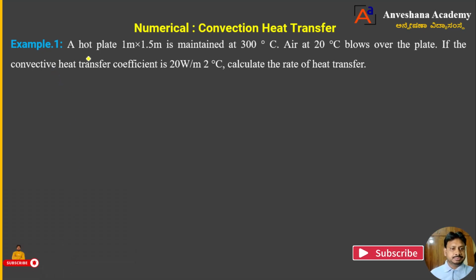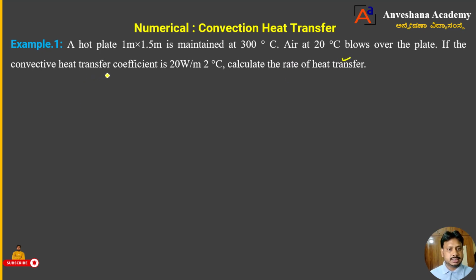A plate 1 meter by 1.5 meter is maintained at 300 degrees Celsius. Air at 20 degrees Celsius blows over the plate. If the convective heat transfer coefficient is 20 watt per meter square degree Celsius, calculate the rate of heat transfer.